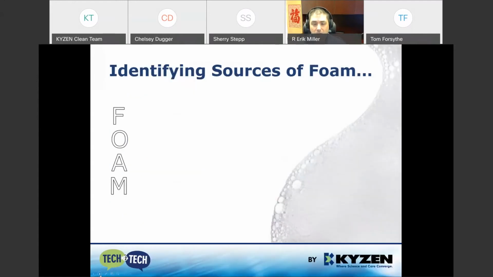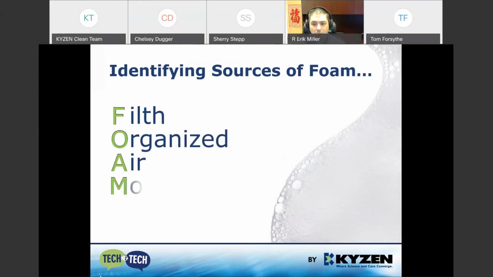So the idea is to identify the sources of our foam. And I'm going to give you a little moniker to hopefully help you remember this, but we need to look at the filth. We need to stay organized. We need to understand what's going on with the air, and we need to monitor the process. And let's talk about each one of those things.